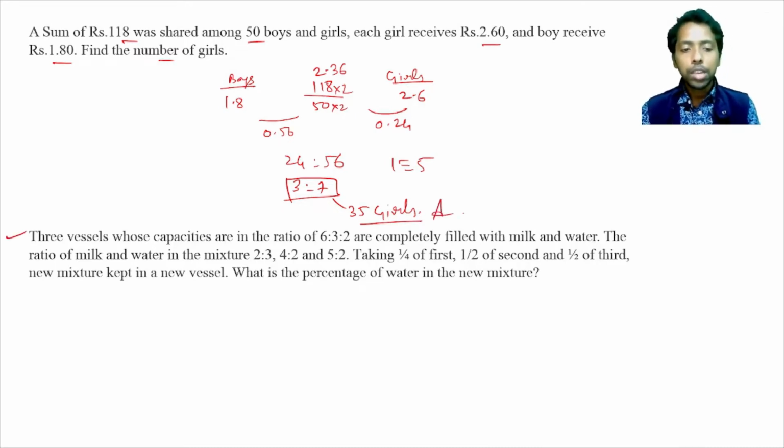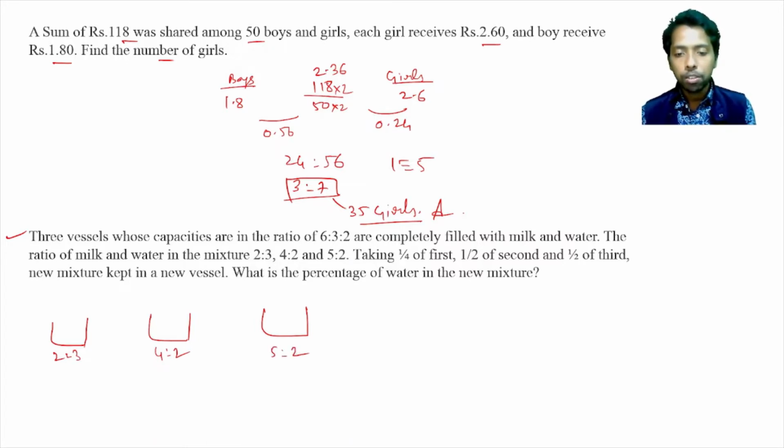Three vessels whose capacities are in the ratio 6:3:2 are completely filled with milk and water. Now here are the 3 vessels. This is the first one, this is the second one, this is the third one. The milk and water in the mixture is 2:3 in the first one, 4:2 in the second one, and 5:2 in the third one. Now taking 1/4 of the first, half of the second, half of the third, the new mixture is kept in a new, bigger vessel.